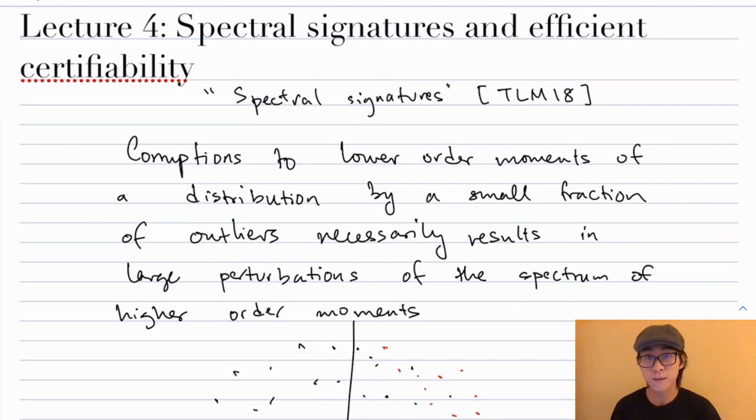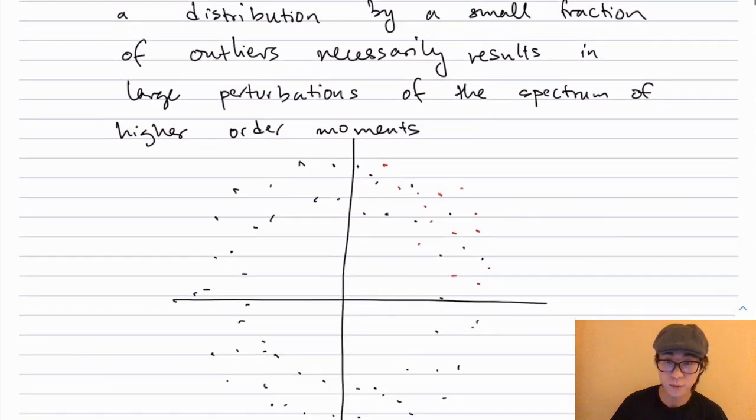The fundamental concept that will underlie all these things is a concept that I like to call spectral signatures, which was first used in the paper by Brandon Tran, myself, and Aleksander Madry, in the context of a much more complicated problem actually, but the fundamental geometric fact is the same. And what it says is that corruptions to lower order moments of a distribution caused by a small number of outliers necessarily results in a large perturbation to the spectrum of higher order moments of the distribution. So that's a little bit abstract, but let me just try to make this more concrete with a picture.